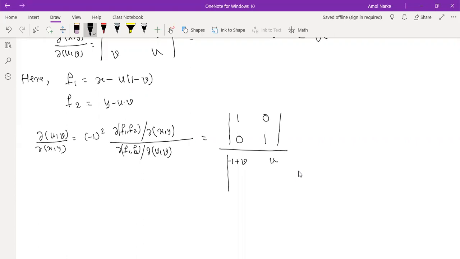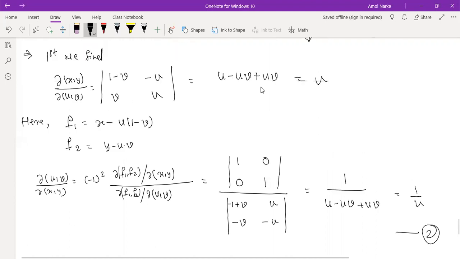F2 with respect to u, minus v. And F2 with respect to v, minus u. Now you solve this, numerator becomes 1, denominator if you multiply this becomes minus uv and here plus uv. We are getting 1 upon u. We call this equation 2.